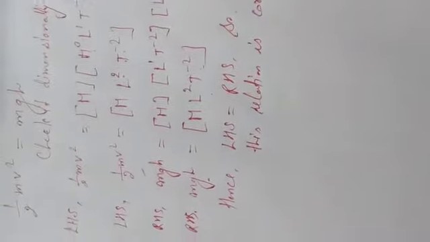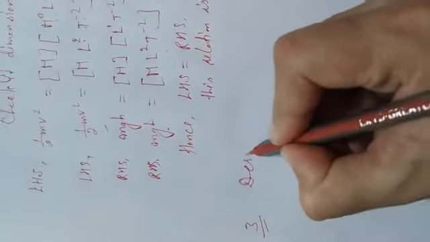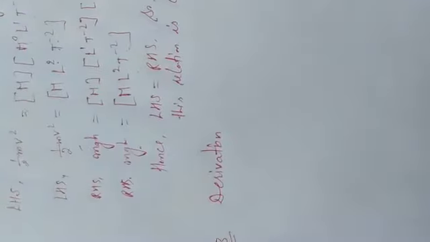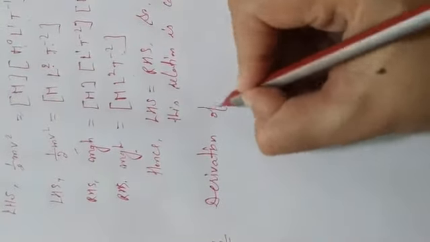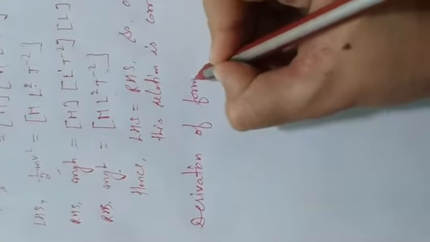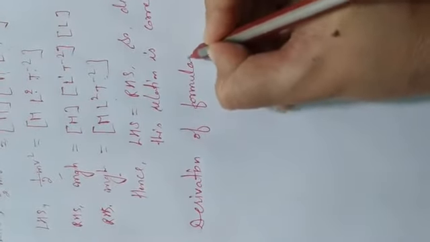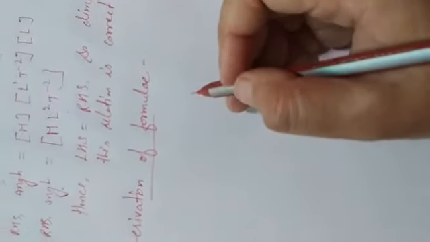Now we will start our next, third method, for the derivation of formula. There is a third use, derivation of formula. That is how we can derive the relation. Then this one is for making the dimensional formula, and then we can use this one, dimension equation.